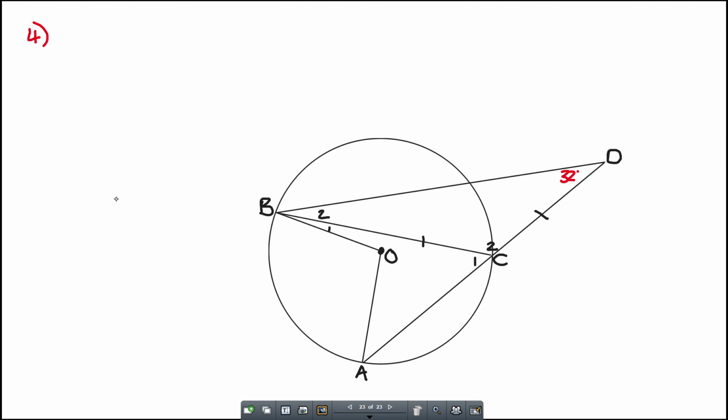B2, yes. Okay, wait, write B2 will be 32. Reason?